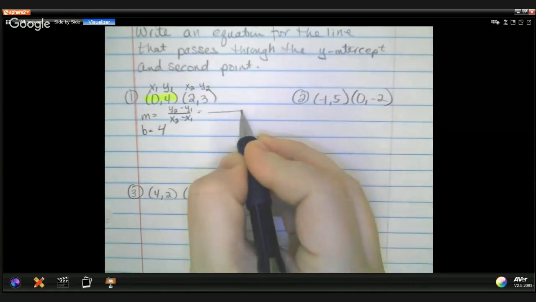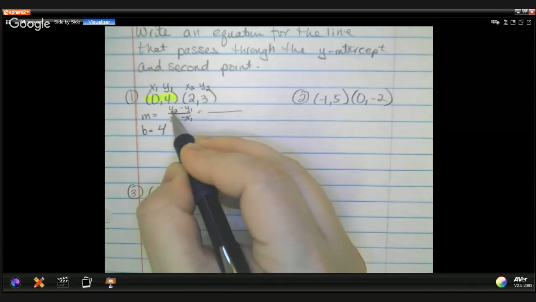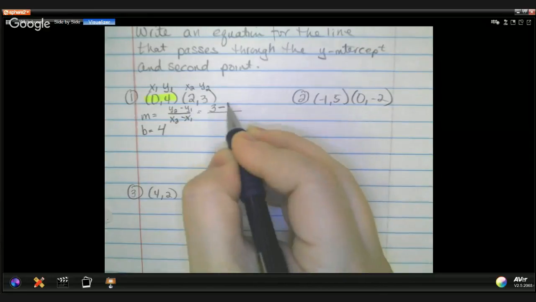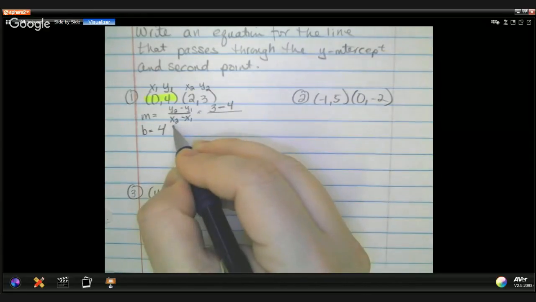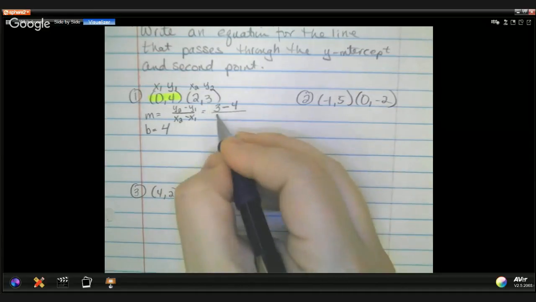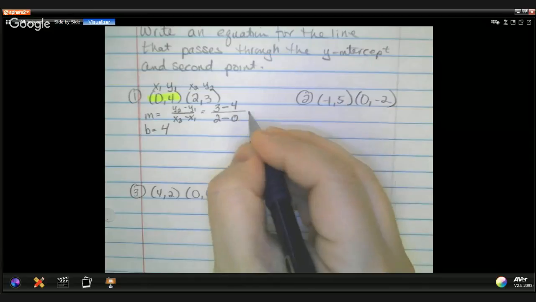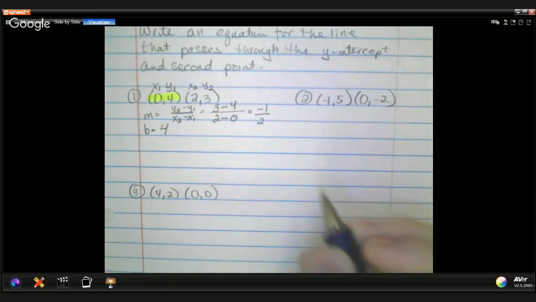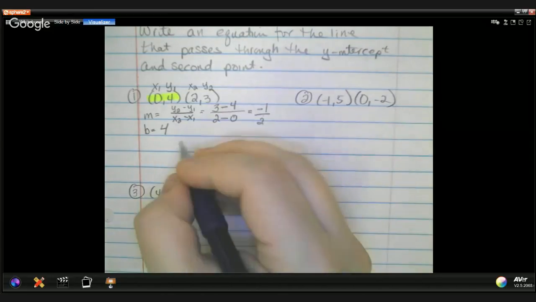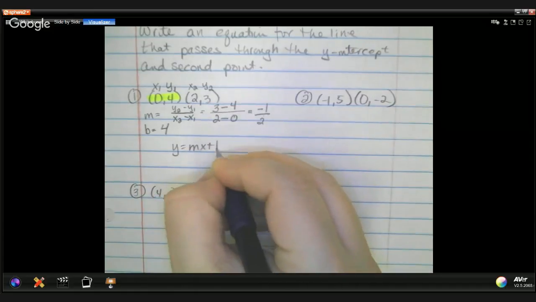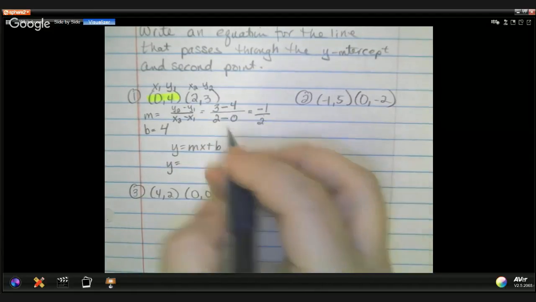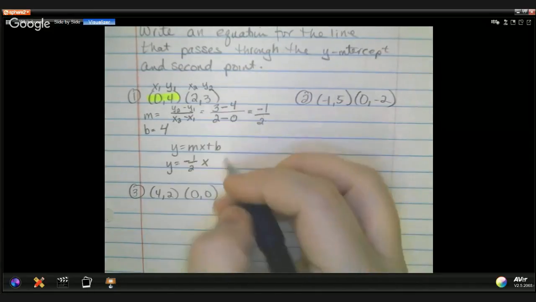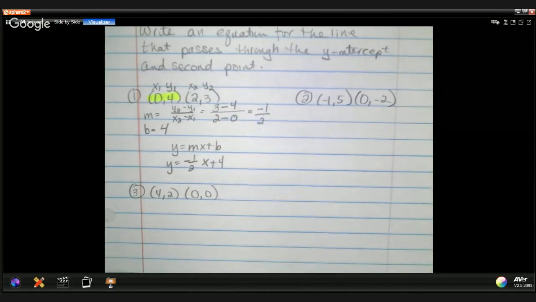So now when I plug these in, my second y comes first because it says y2. And my second y is 3 minus my first y, which is 4. Now I go to the denominator. My second x is 2 minus my first x, which is 0. 3 minus 4 is negative 1 over 2. So that's my slope. So remember, we keep using y equals mx plus b. Well, I just found my slope to be negative 1/2. Make sure we can see that, the negative. And I found my b to be 4. So there is my answer for this.